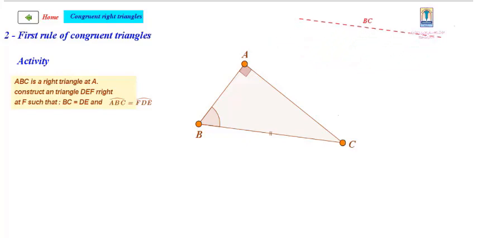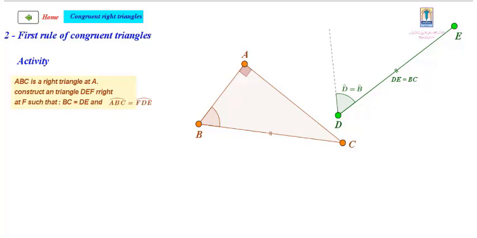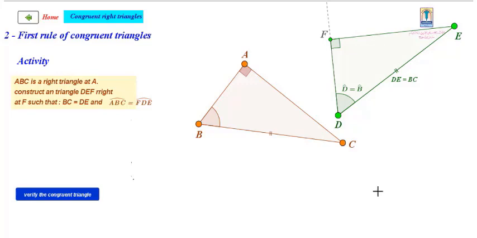If you notice, the hypotenuse of triangle ABC, which is side BC, is equal to the hypotenuse of triangle DEF, which is side DE. And we have the acute angle in the first right triangle ABC is equal to the acute angle FDE in the second right triangle. Then we could say that these two triangles have an equal hypotenuse and an equal acute angle. Let's check if they are congruent.